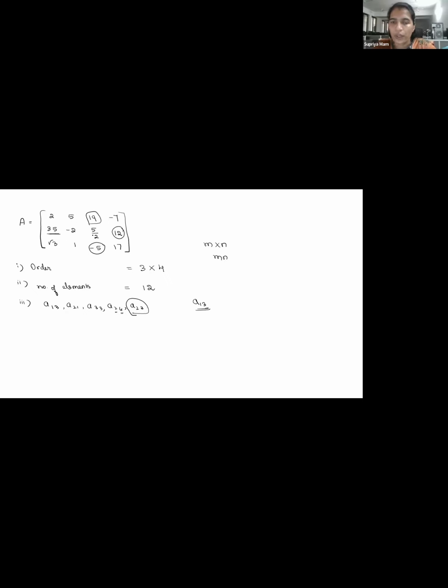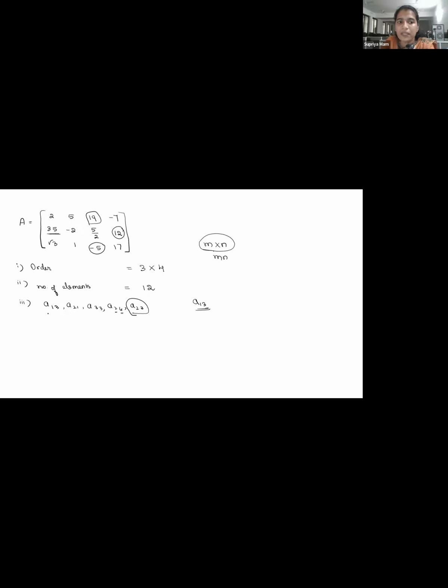So, when a matrix is given, identify the number of rows and the number of columns. Order of the matrix is given by number of rows into number of columns. Always row comes first, column next. When order of the matrix is m by n, number of entries is m into n.